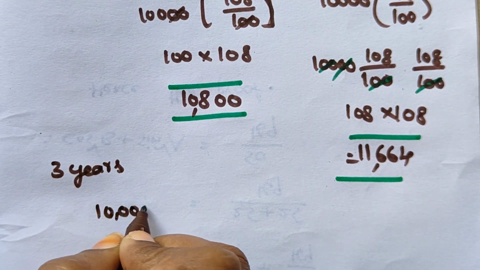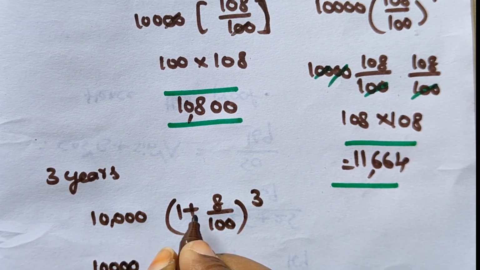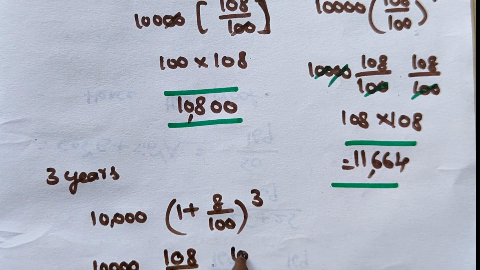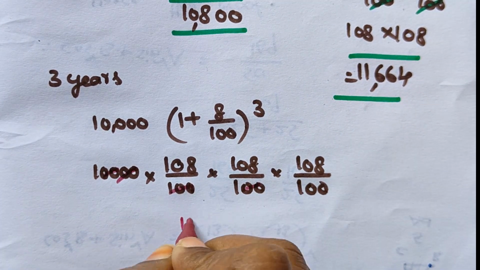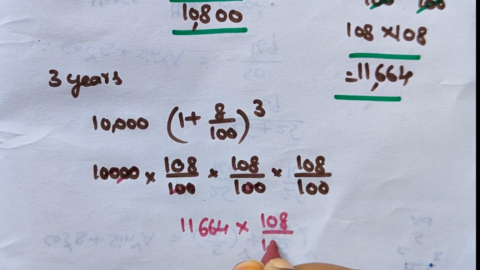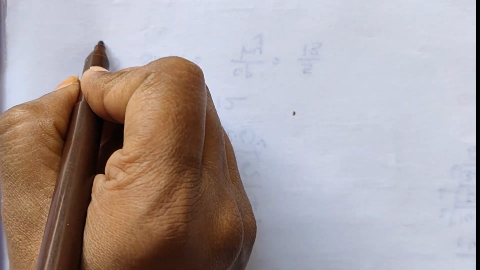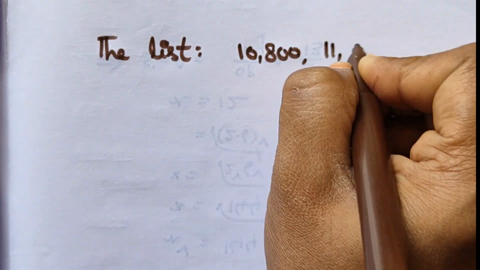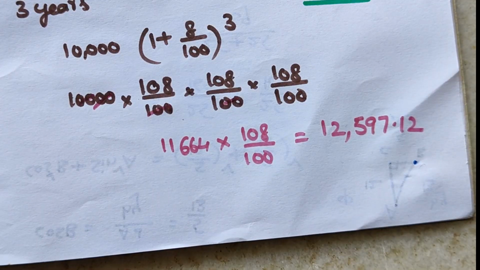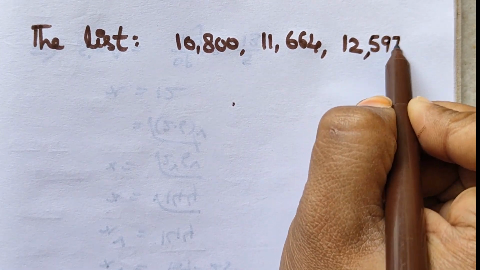At the end of third year we have 10,000 into 1 plus 8 by 100 whole cube. 10,000 into LCM is 100 and numerator is 100 plus 8, 108. 108 divided by 100 whole cube: 108 by 100 into 108 by 100 into 108 by 100. Cancellation. After cancellation we have the amount 12,597.12. There is a series. At the first year ending we have 10,800, second year ending 11,664 and the third year ending we have 12,597.12. This is the list of numbers.